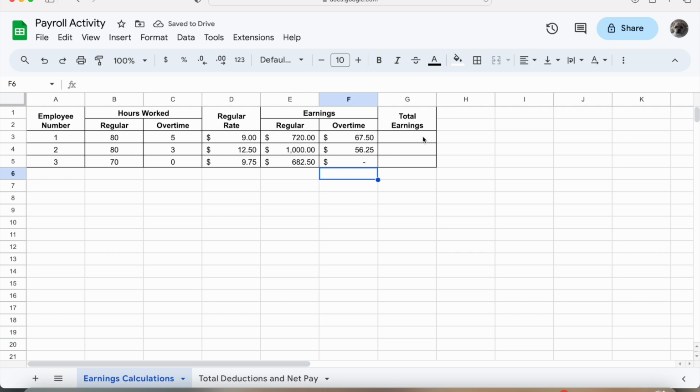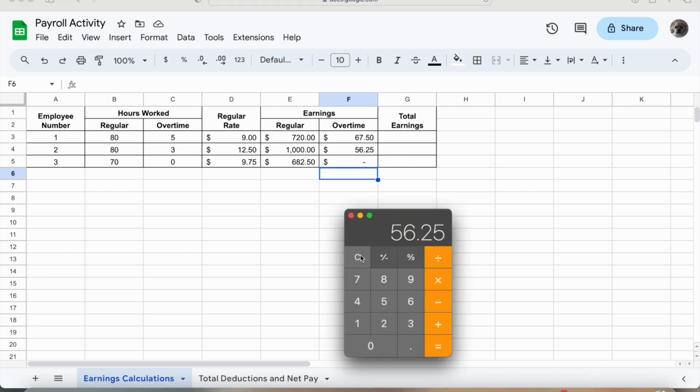Lastly, to calculate total earnings, we are going to add the regular earnings and the overtime earnings. So if we take $720 and we add $67.50, that will give us $787.50 for total earnings.